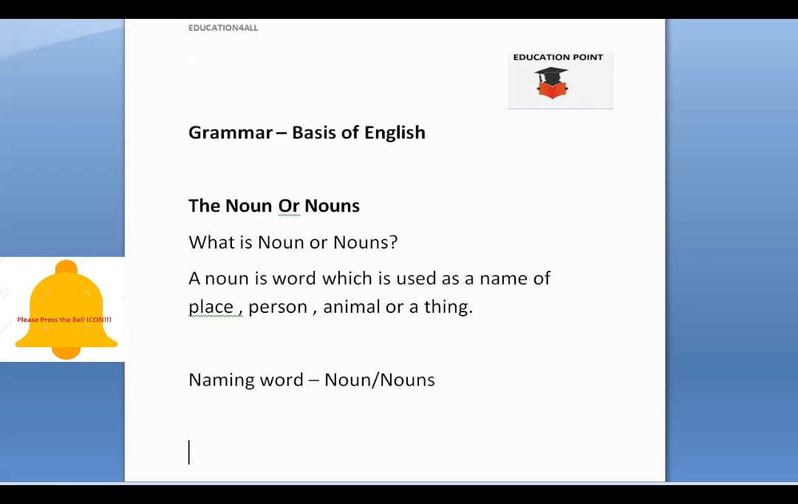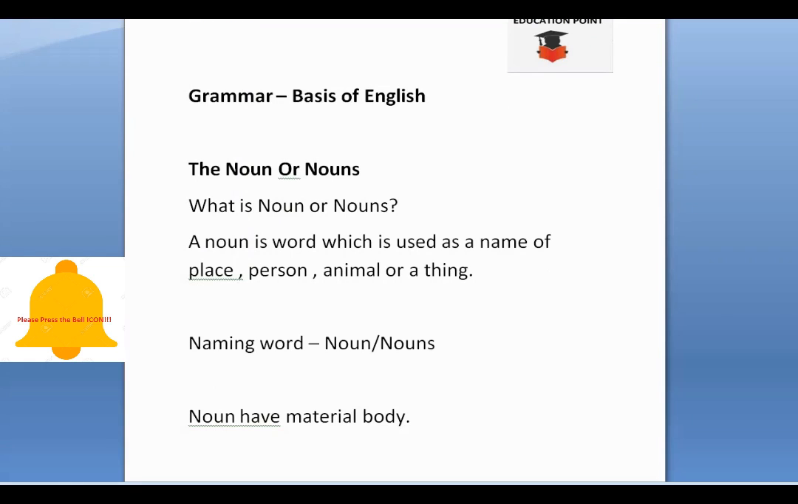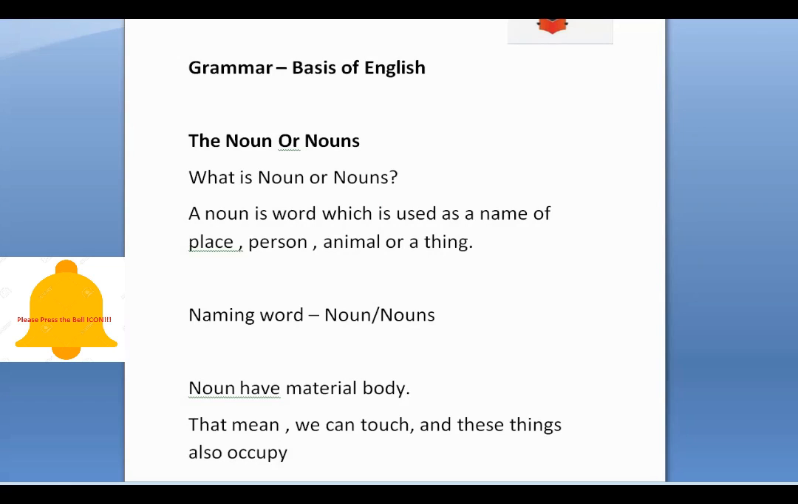So we can say nouns have material bodies, because if we are talking about a place, person, animal or a thing, they should have a material body. So the name given to the material body is known as noun. If they have a material body, that means we can touch them, right? And they also occupy some space. So from the definition, we can easily understand that noun is a naming word which is used to represent the name of a place, person, animal or a thing.